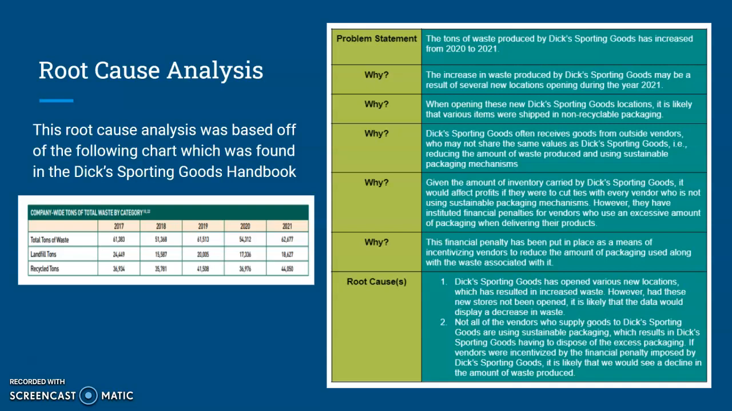So looking at it more from a store to waste ratio perspective, it is likely that they have decreased their amount of waste based off the amount of stores they have. And then the second root cause is not all of the vendors who supply goods to Dick's Sporting Goods are using sustainable packaging, which results in Dick's Sporting Goods having to dispose of the excess packaging, which then leads to an increase in their waste.